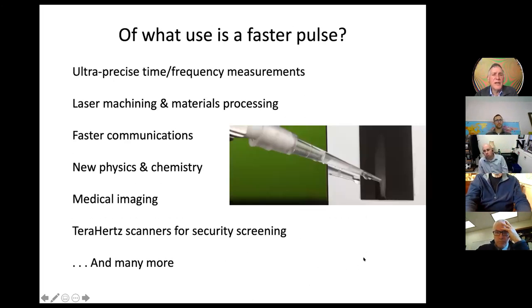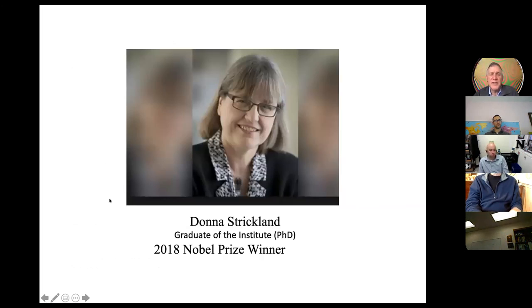What might you do with that? Well, there's a lot of things you could do with it. If you go down to the National Institute of Standards, you can do more ultra-precise time and frequency measurements. You can use laser machining or modification of materials. You can do faster communications, lots of things. One of the things Donna Strickland did way back when she was a graduate student at the Institute of Optics is she, with her advisor, figured out a way to stretch optical pulses, amplify them, and then squeeze them back together again in order to get 10 and even 100 times the power out of a laser pulse.